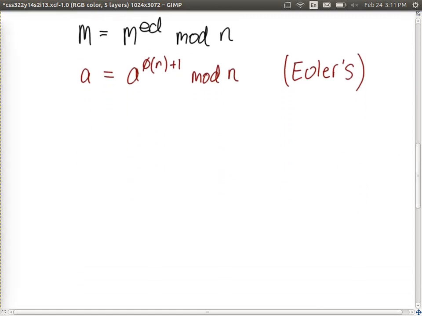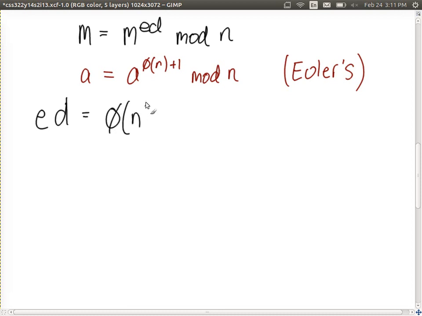That is when? If E times D equals the totient of n plus 1. If it was, you'd see it's in the exact same form. If you replace E times D with the totient of n plus 1, then it would be m equals m to the power of the totient of n plus 1 mod n. And we would always get our original integer back. So RSA encryption and decryption will work if E times D equals the totient of n plus 1.